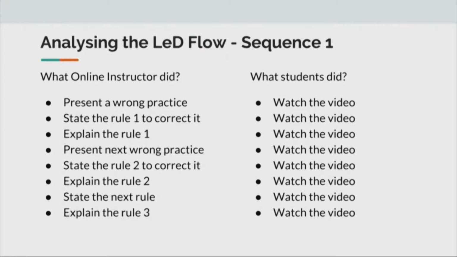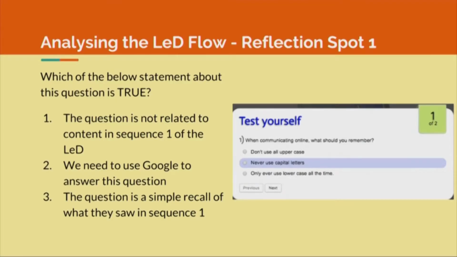Then when this was explained, the second wrong practice was shown, emoticons. Again it was corrected using the second rule. For the third rule, he just stated the third rule and went on to explain it. And as students, you all watched the video, correct? So this is a reflection spot in this learning dialogue.